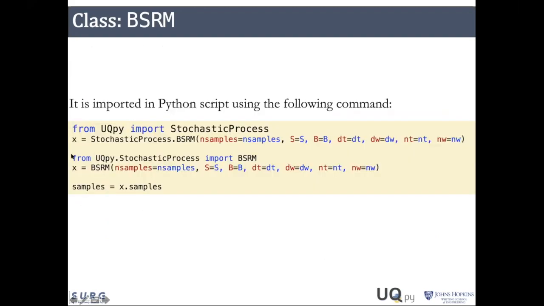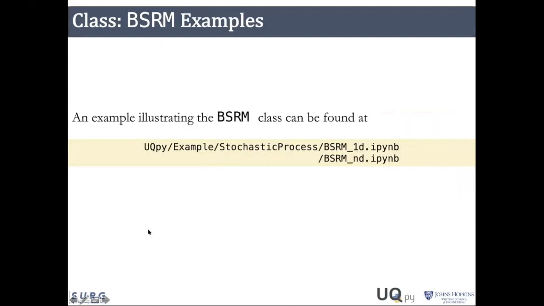As we have seen over and over, the BSRM class can be imported in two ways, and the information about the samples is contained in the output attribute samples. There are two examples which can be found in the GitHub repository. The first one is BSRM 1D, the second one is BSRM ND. The first one is for one-dimensional samples, and the second one is for n-dimensional samples. Again, BSRM is also implemented with the fast Fourier transform, so it's computationally very efficient.